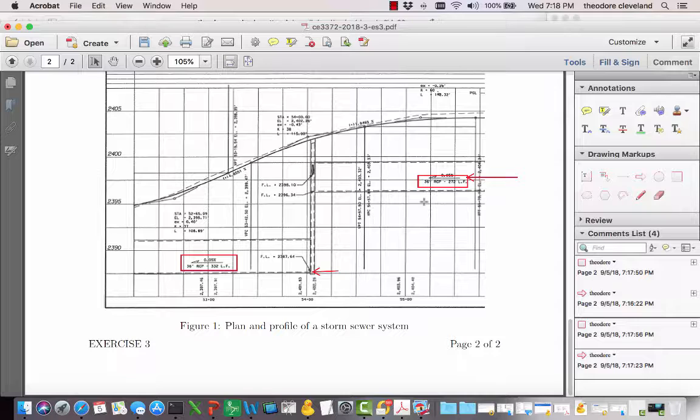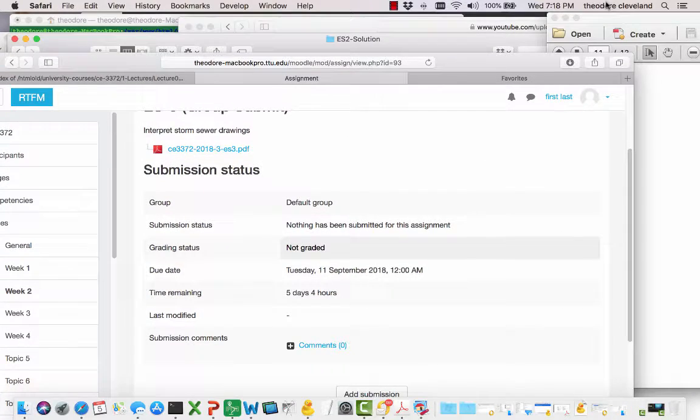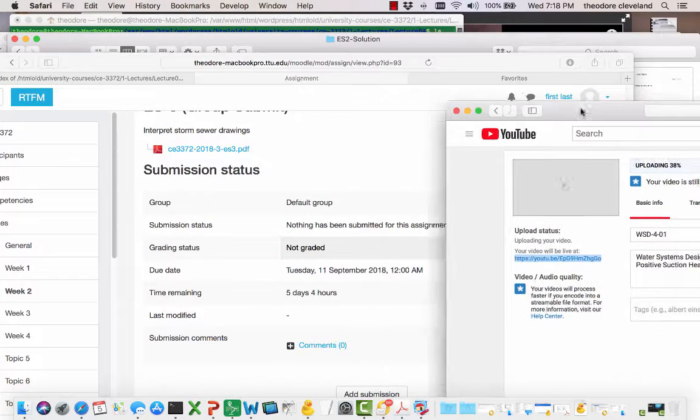So this exercise serves two purposes. One is to have you read the plans, but the bigger purpose is to test the group submission capability to be sure you can submit it as a group. So let me see, I'm not going to save those changes, but I'm going to go ahead and get Mr. Gwynn's answers.